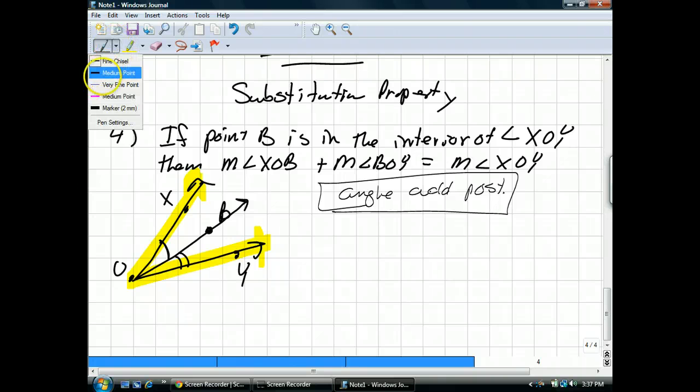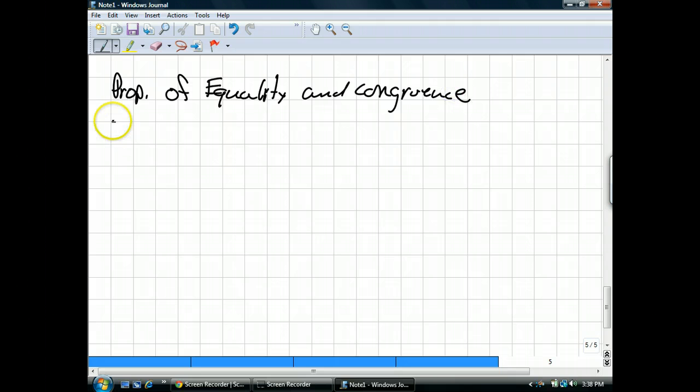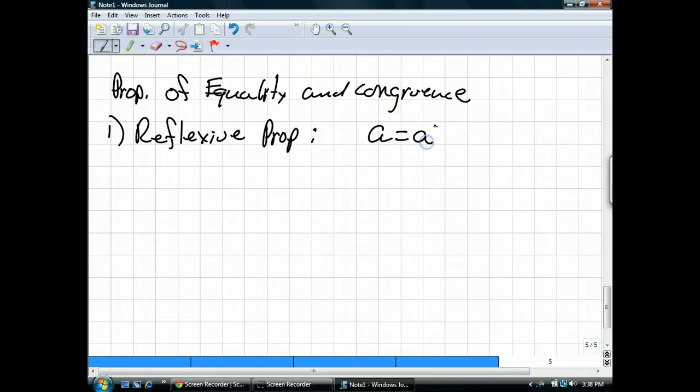All right, then that takes us to the properties of equality and congruence. Okay, and so we have the first one is the reflexive property. And here's what it says. It says A equals A. Or in geometry, we would say length of DE equals length of DE. So something is equal to itself. Or measure of angle 1 equals measure of angle 1. Okay? So that is equality.